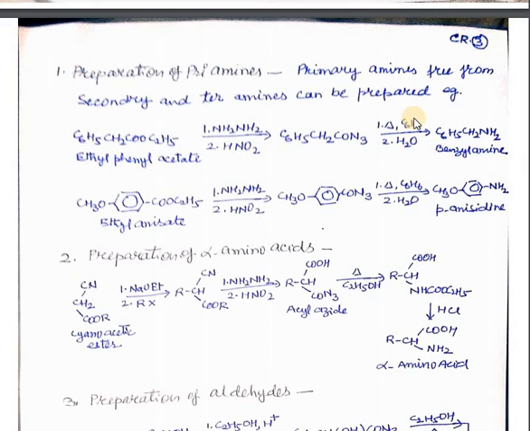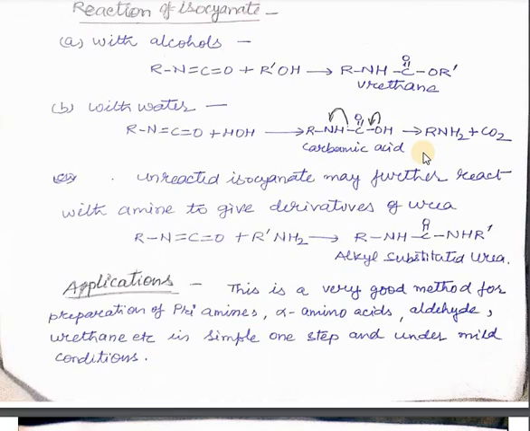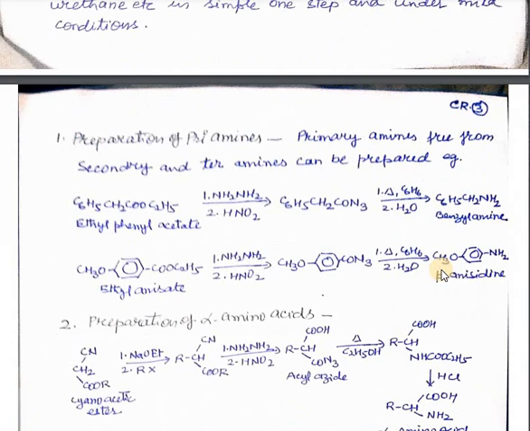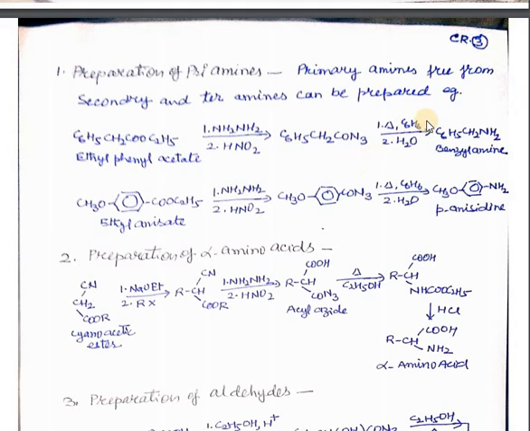When this is heated in benzene, we obtain the isocyanate, and the isocyanate further reacts with water to give the amine, as we have seen earlier. When this isocyanate is treated with water, it gives the primary amine. So for the preparation of the primary amine, the azide is converted to the isocyanate through the Curtius rearrangement, and the isocyanate is treated with water to give the primary amine.